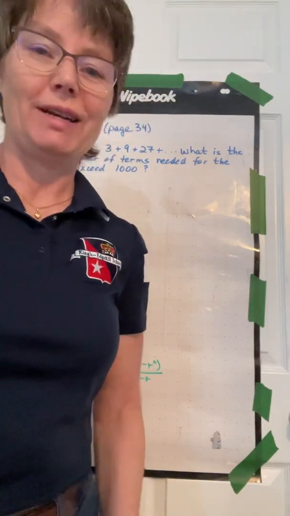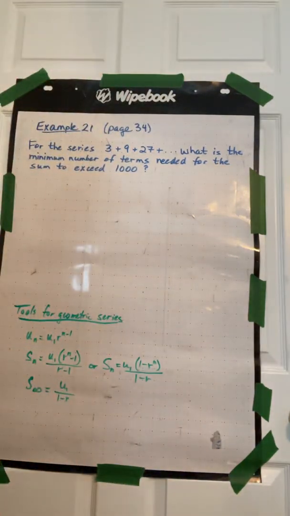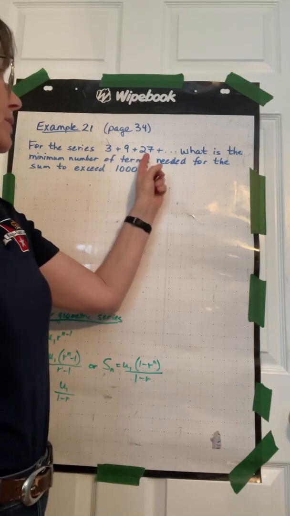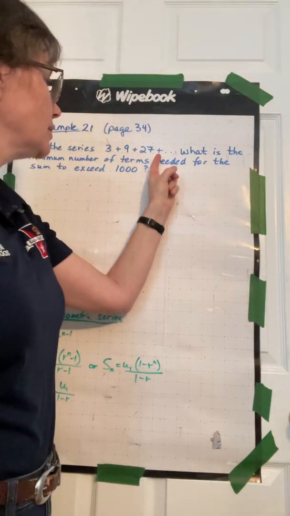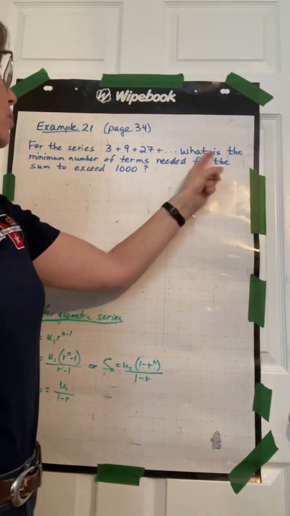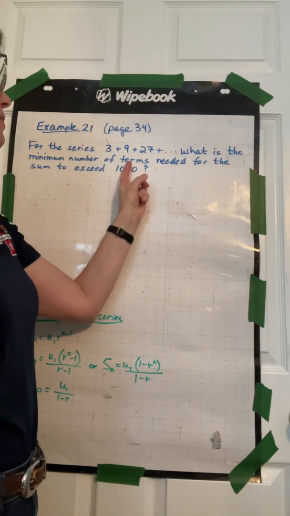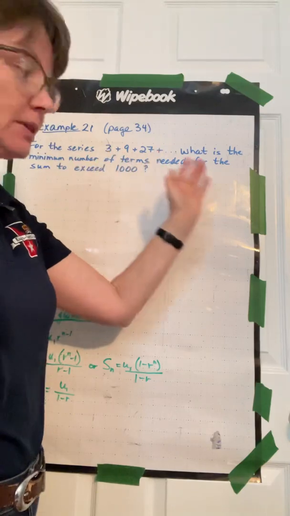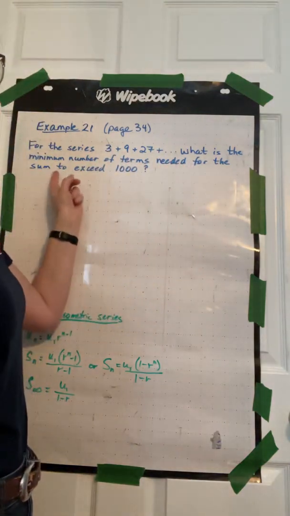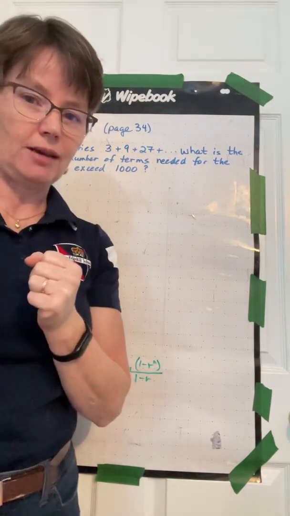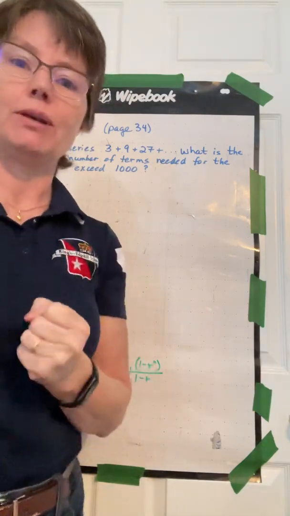Example 21 on page 34. For the series 3 plus 9 plus 27 plus dot dot dot, so it's going on forever, what is the minimum number of terms? So how many terms does it take needed for the sum to exceed 1,000? To exceed 1,000, be bigger than 1,000.